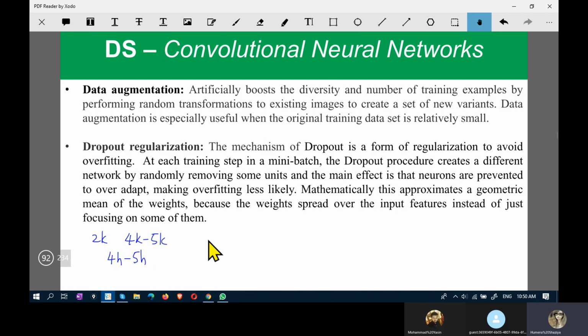Sometimes you will have only very few data samples. For instance, you have only 400 and you would like to increase this count from 400 to 1000. How can you do that? You can add 600 more images which are generated through the data augmentation process.